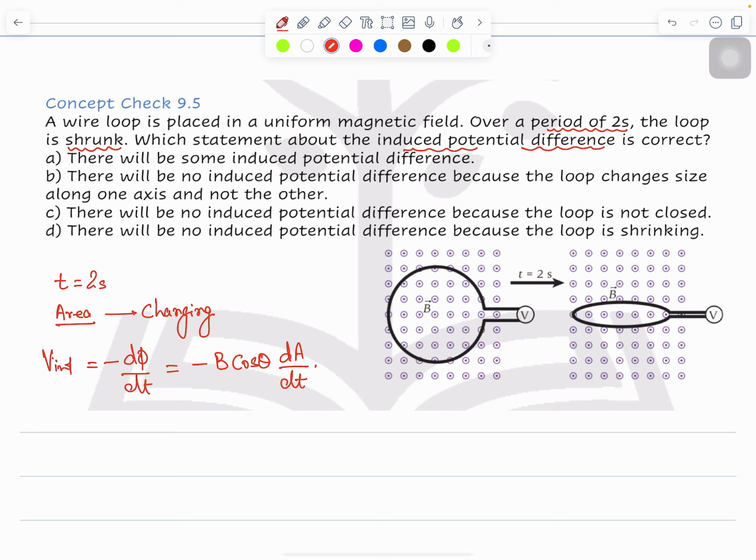There will be some induced potential difference. Yes, it's correct. There will be no induced potential difference because the loop changes size along one axis and not the other. No, it's wrong. There will be no induced potential difference because the loop is not closed. Wrong. There will be no induced potential difference because the loop is shrinking. No. So guys, your correct answer is A. Clear? Till here clear guys? Now time to move to the next question.